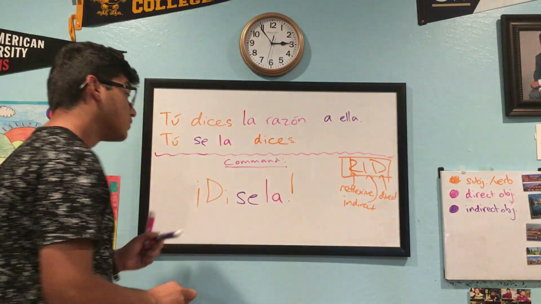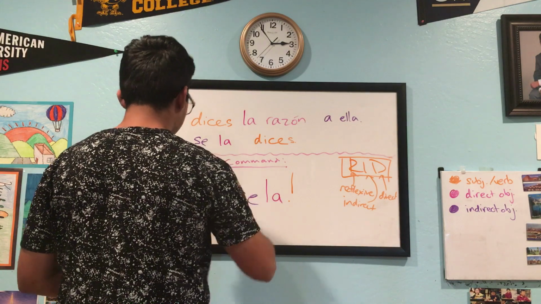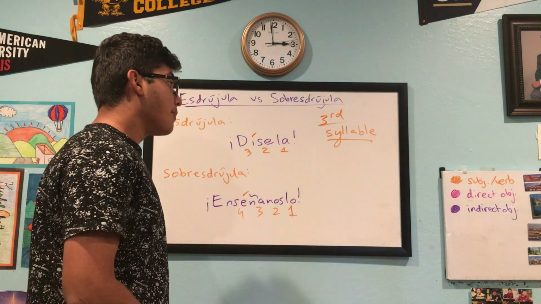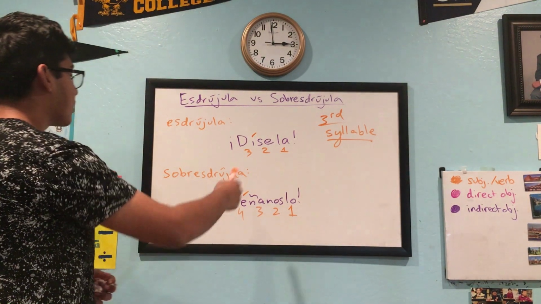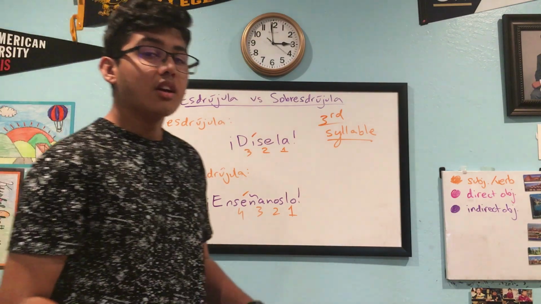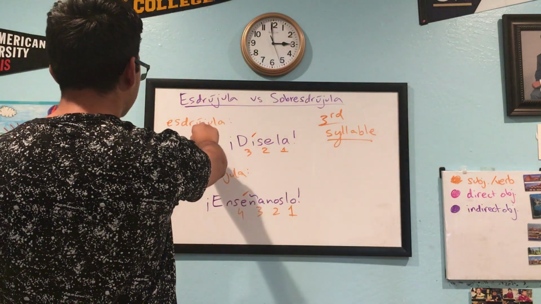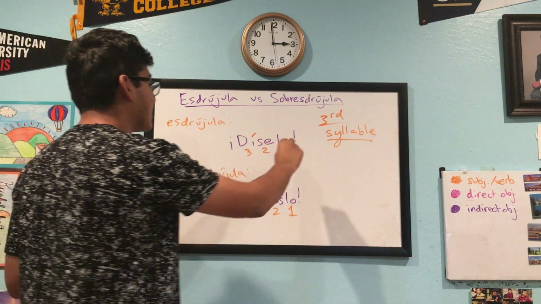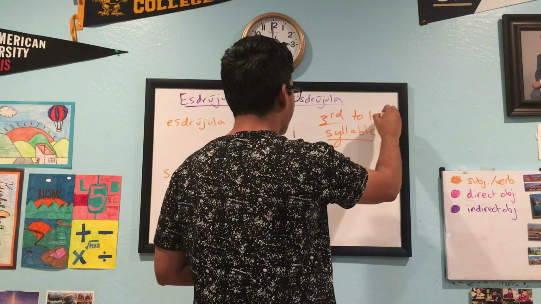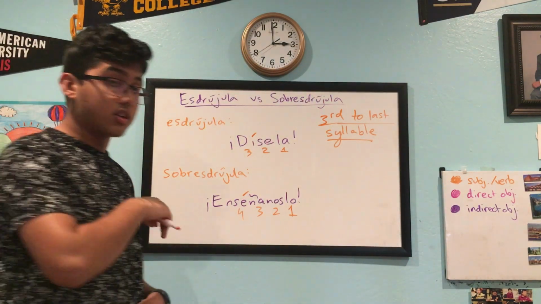But we're not done yet. For all these commands, you have to have an accent. Your Spanish teacher might have taught you this, might not have, but I'm going to teach you. Essentially we're going to be talking about esdrújula versus sobresdrújula. These words sound super scary, I get it, they sound like Dracula, right? But don't worry, they're not too scary. Essentially, esdrújula just means that the accent is placed on the third to last syllable of the verb, or the command, or the adverb, or whatever it is.